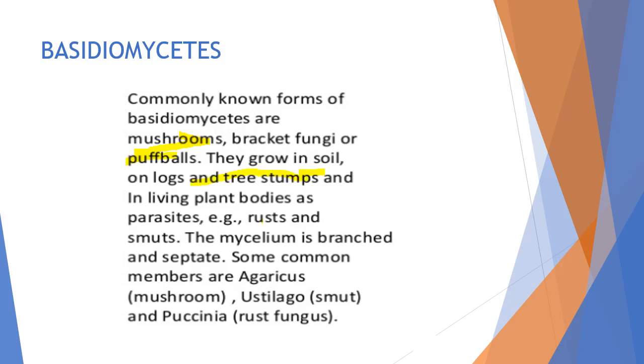And the important examples are rust and the smuts. And this mycelium, again, is branched. Okay, it is branched and it is septate. So you have to draw the septum here. And inside each septum, you can see a single nucleus. The most common examples are Agaricus, that is the mushroom, then the smut, and the Puccinia.